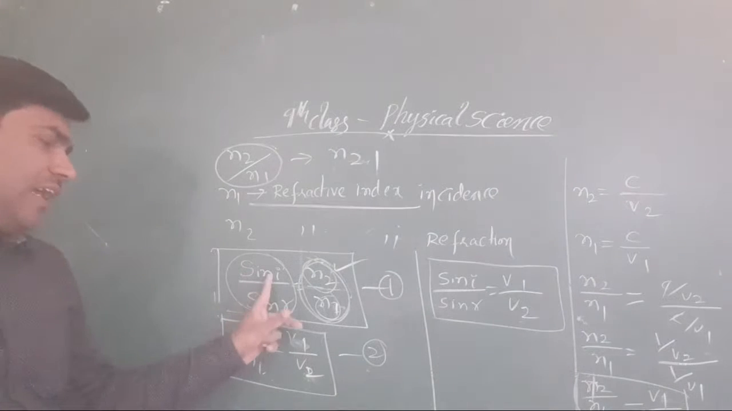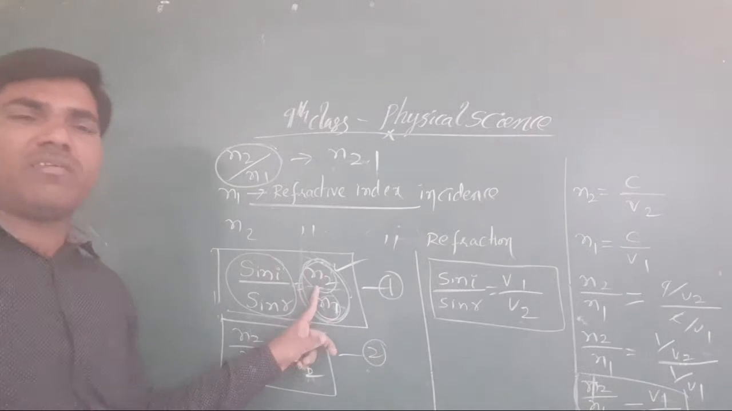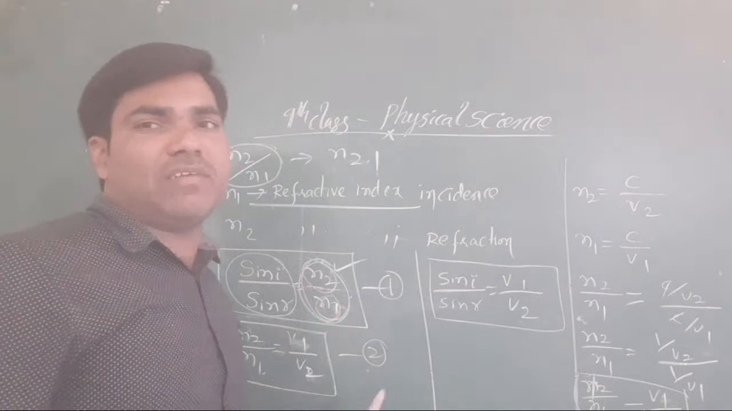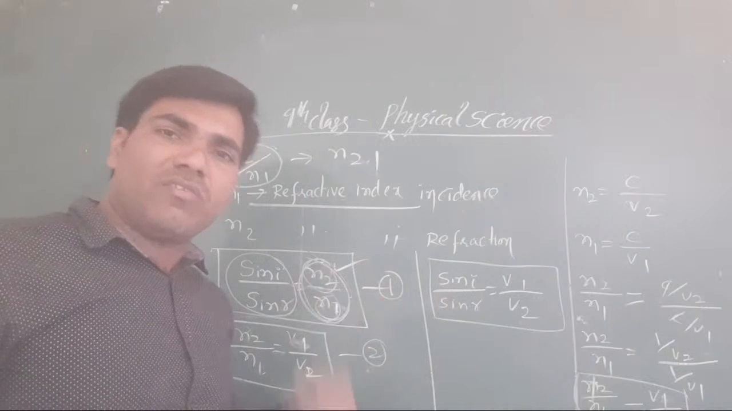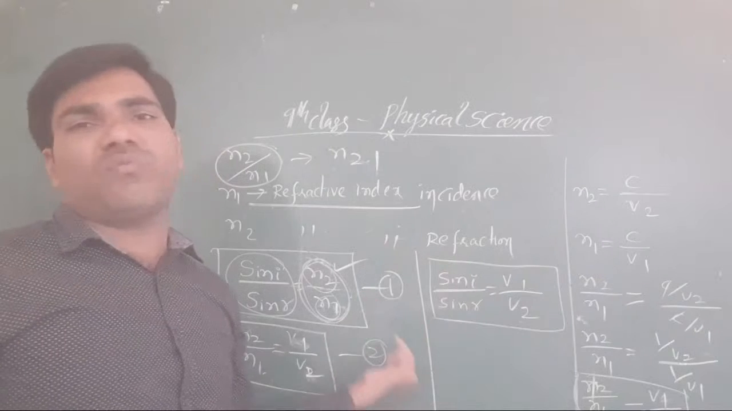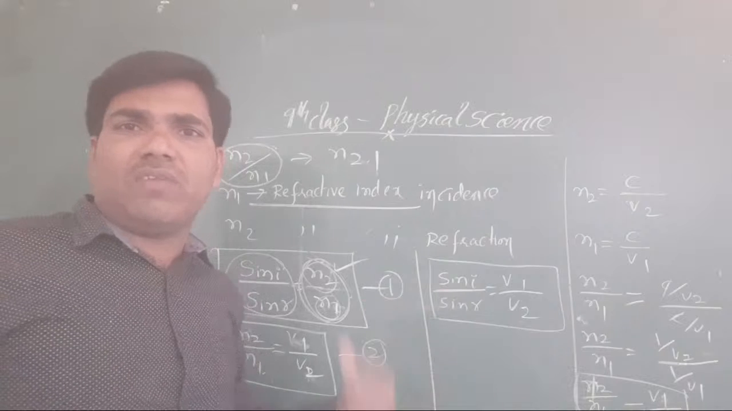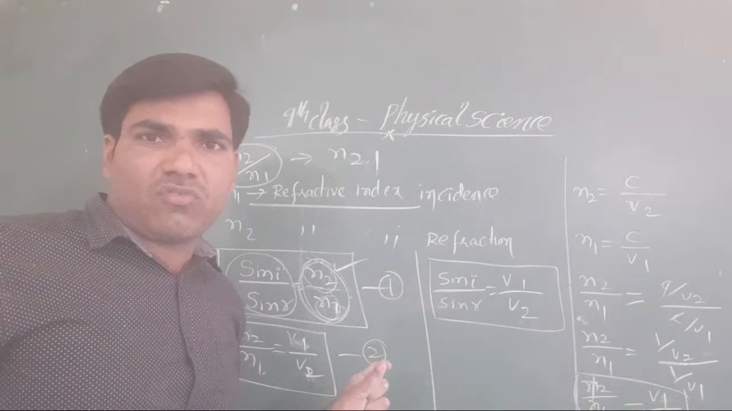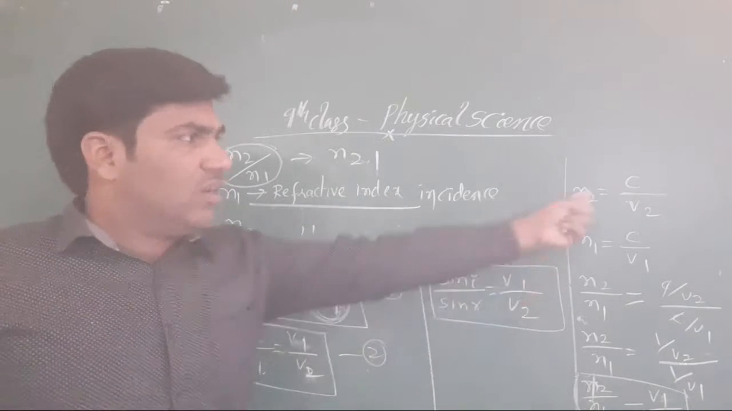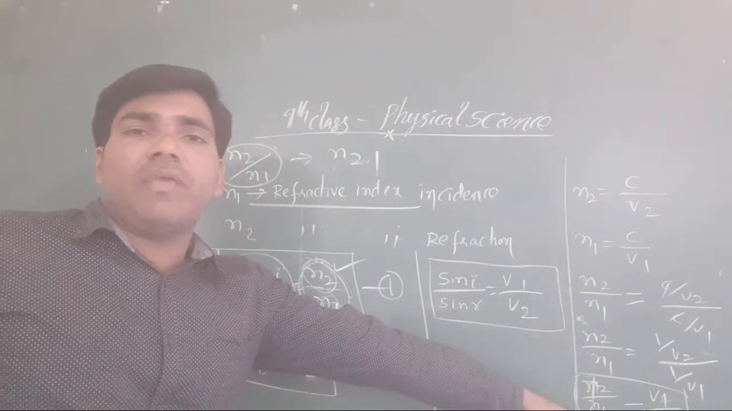Simply, sin I by sin R is equal to the reciprocal ratio of refractive indices. Otherwise, it is also written that sin I by sin R is equal to the relative refractive index of the two medias. How you write the relative refractive index, we already discussed. Okay, clear or not, all the students? You know very well how it is converted into this formula.